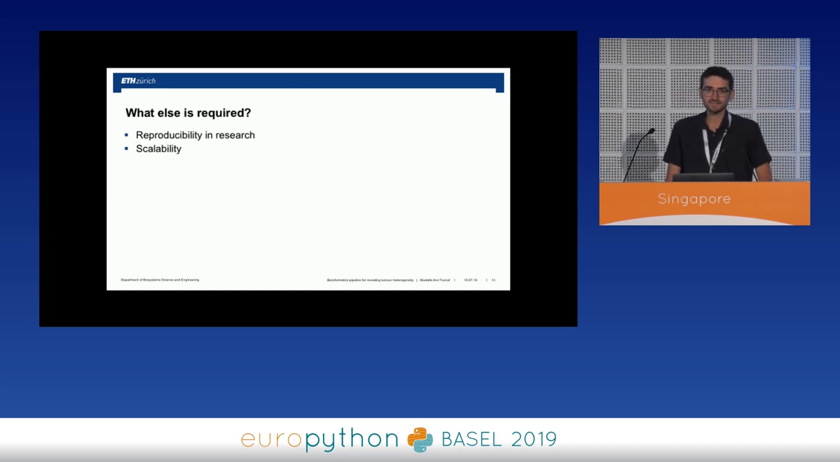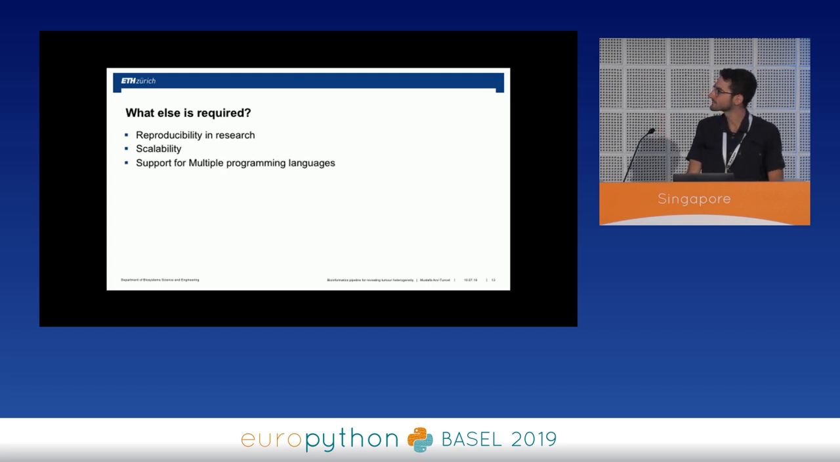Second requirement is scalability, because in genomics, in the past 10 years, the cost of sequencing has been decreasing faster than Moore's law. As a result, this is producing more genomic data every day, and the growth rate is exponential. There's too much genomic data produced. Therefore, the bioinformatics methods have to be able to scale, and this is another requirement we have.